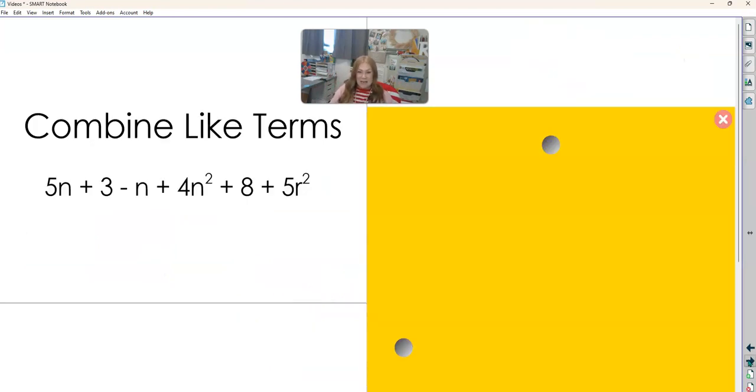Okay, the next topic we have is combining like terms. We're still following our GEMS, our order of operation rules.